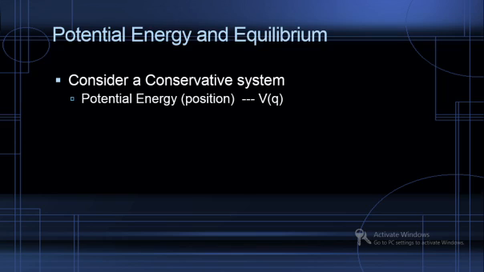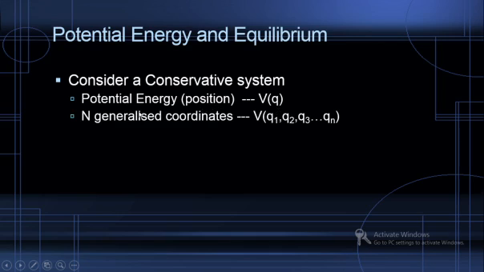For a conservative system, where energy is conserved, the potential energy is always a function of position. It depends only on position, so we can represent it as V as a function of q. If there are n generalized coordinates, we can represent V in terms of q1, q2, q3 up to qn, which are the n independent generalized coordinates needed to represent a system. If you know the potential energy, we can obtain the force. The force is given by the negative gradient of the potential energy with respect to the generalized coordinate.